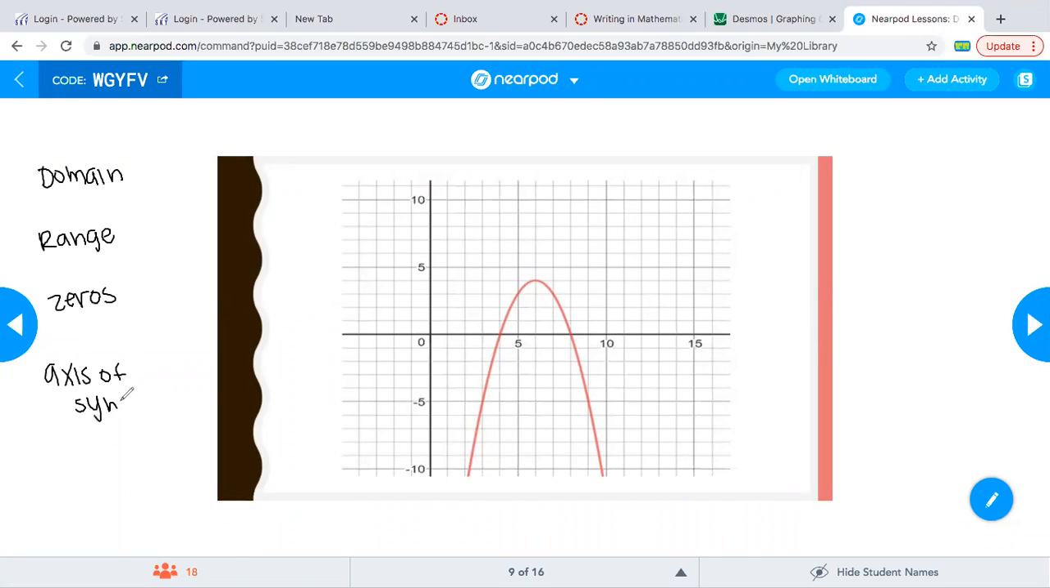Are those arrows right there at the bottom? Yes. Find the vertex. And would this one have a maximum or a minimum? A maximum. It has a highest point. And find the maximum. So go ahead and find these features. I'm going to give you 2 minutes.